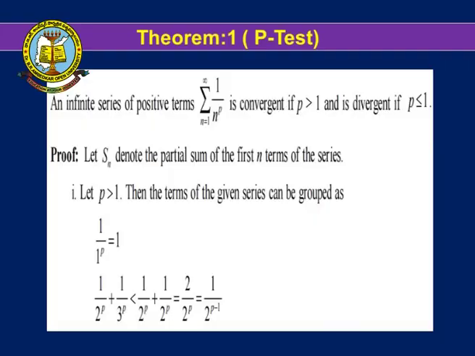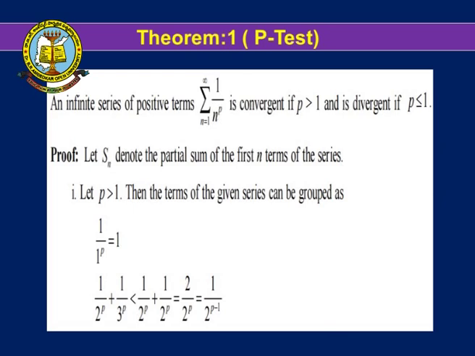Now the first theorem is the p-test. The series sigma n equals 1 to infinity of 1 by n to the power of p, for p greater than 1, the series is convergent. For p less than or equal to 1, the series is divergent. So for an infinite series of positive terms, p greater than 1 means the series is convergent, and p less than or equal to 1 means the series is divergent.